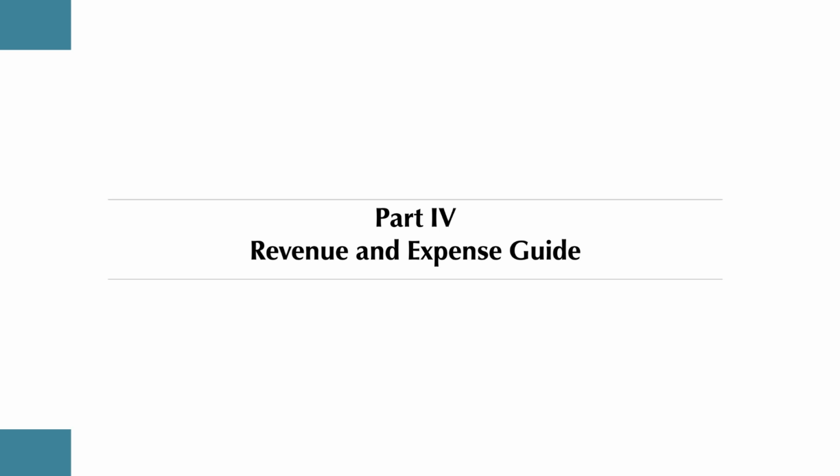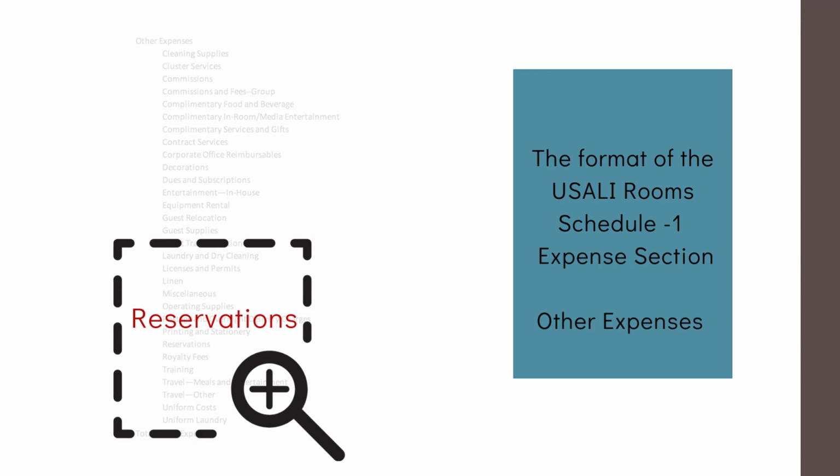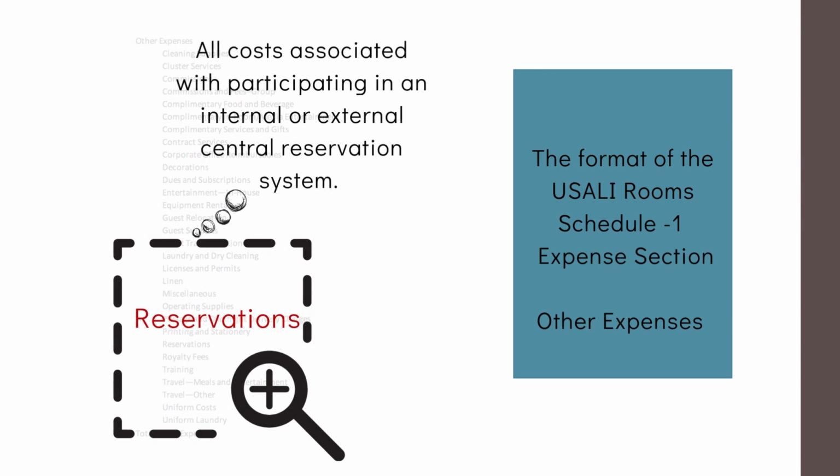While each schedule boasts its own set of unique accounts, considering the scope of this introductory course, we will not delve into each one. But we can take a peek at a prime example of a distinctive expense item in the rooms department. Reservations, for example, can be a big expense item in the rooms department as it includes all the costs associated with participating in an internal or external central reservation system.